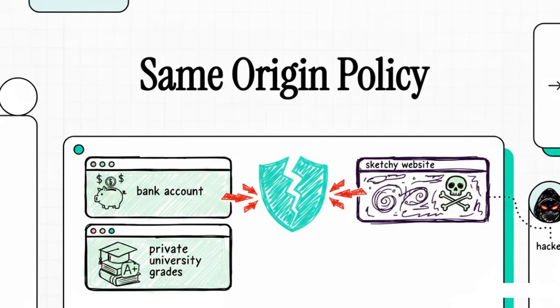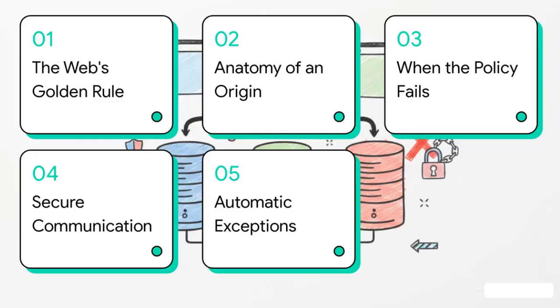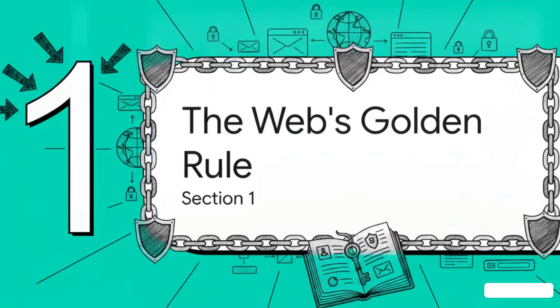The answer is this invisible shield built right into the very core of the web. Today, we're diving deep into our expert source material to demystify that exact shield. It's called the Same Origin Policy. Here's a quick look at the agenda our subject matter experts have laid out for us. First, the web's golden rule. Then, the anatomy of an origin, followed by when the policy fails, secure cross-origin communication, and finally, the automatic exceptions. So let's jump right into Section 1, the web's golden rule.